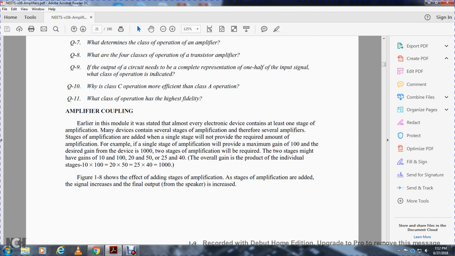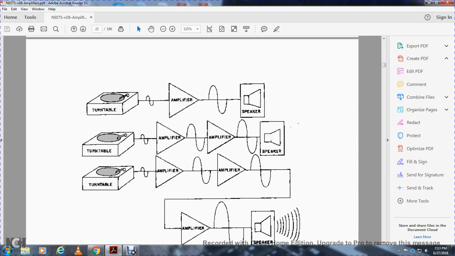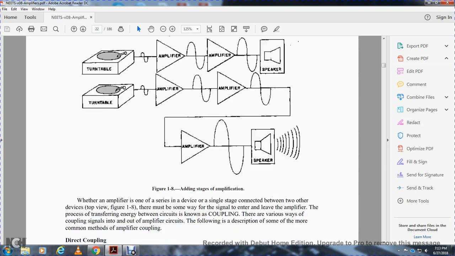A two-stage amplifier might have gains of 10 and 100, 20 and 50, or 25 and 40. The overall gain is the product of the individual stages. 10 times 100 equals 1,000, 20 times 50 equals 1,000, and 25 times 40 is 1,000. They all equal 1,000. Figure 1.8 shows the effect of adding stages of amplification. The amplifications are multiplied as stages are added, and the final output from the speakers increases. The figure shows a turntable, amplifier, and speaker, with additional amplifier stages.